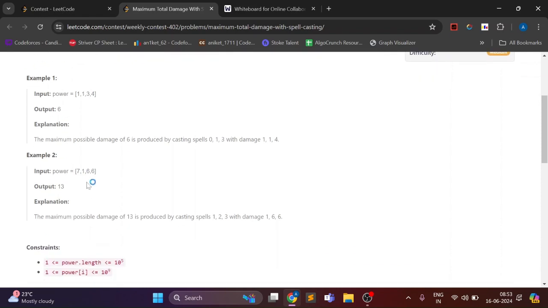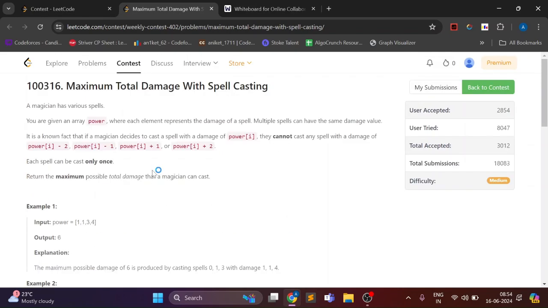Similarly, in this case, the answer was 13. So how did the answer come to 13? By casting spells of index 1, 2, 3, which is 1, 6, 6. So same value spells can be cast.